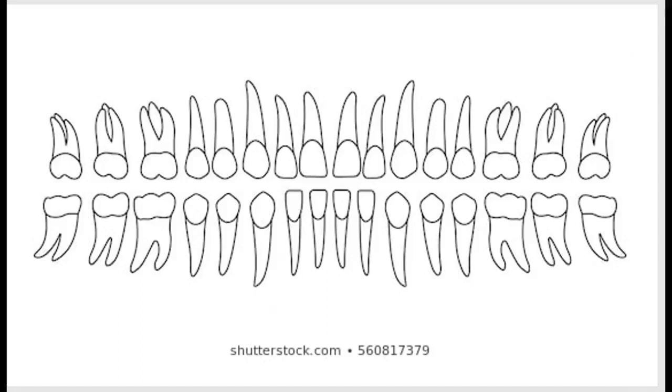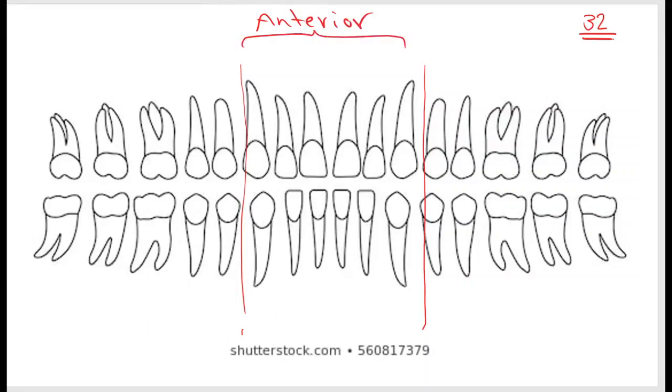Okay, now let's talk about the teeth. So these are the adult teeth. We know that we have 32 teeth. We have 6 anterior teeth and 6 posterior teeth. Anterior teeth are here. These are all anterior teeth. And posterior teeth are on each side, definitely.